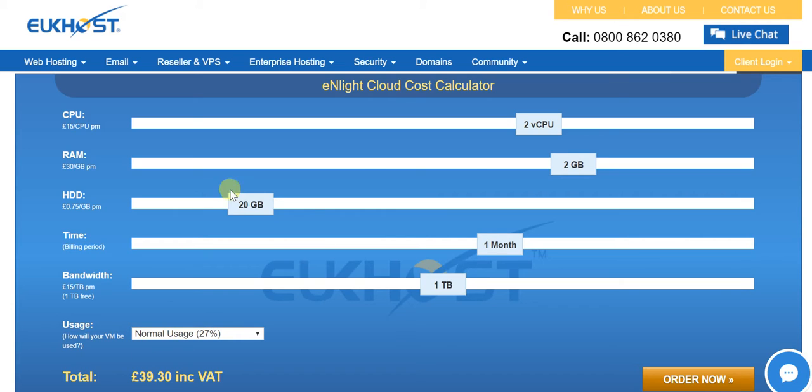Likewise, HDD space may require, let's say, 50 gigs of HD space. That's working out to 61.8. So essentially you've got a very good idea of the kind of configuration that you require, and the price that you are going to pay. And so keeping all of this in mind, we definitely recommend eUKhost.